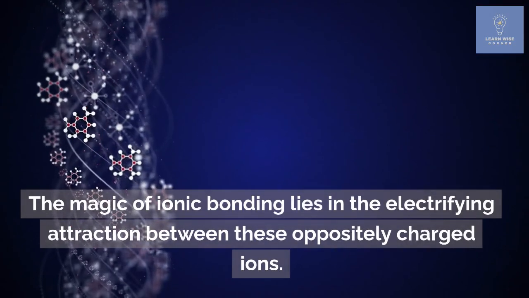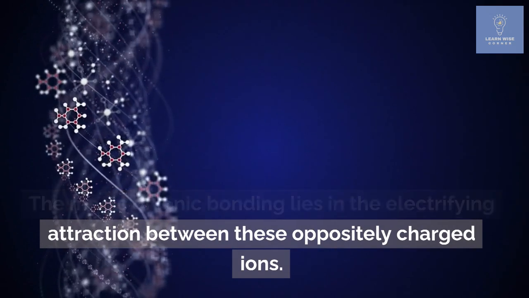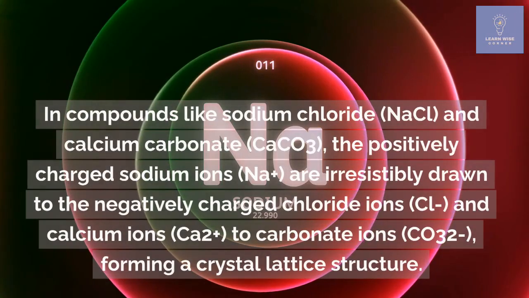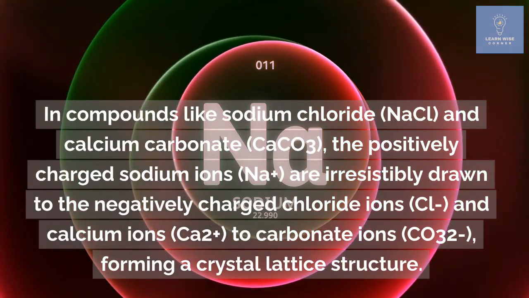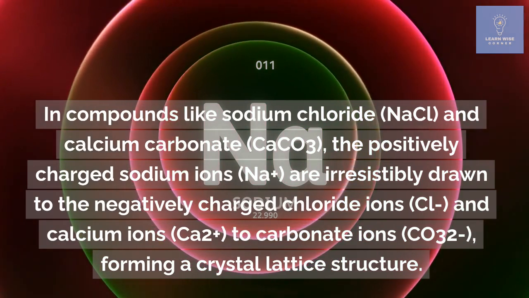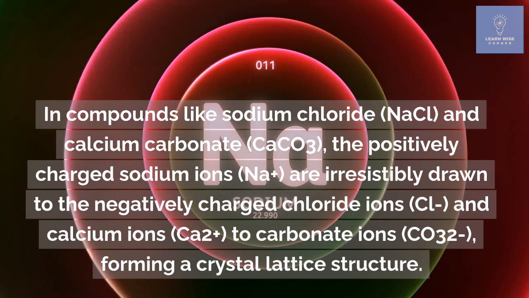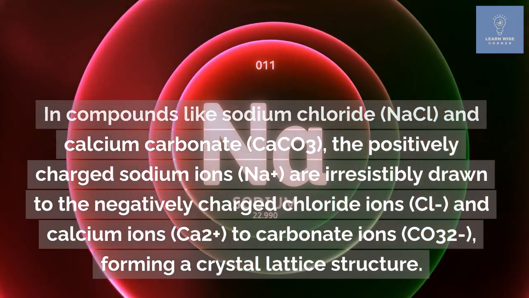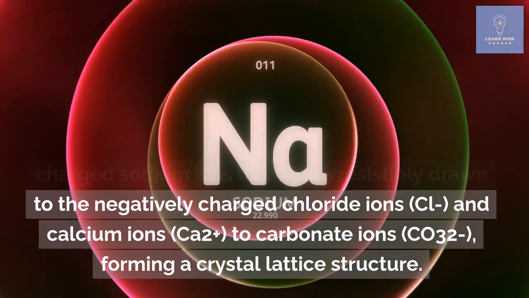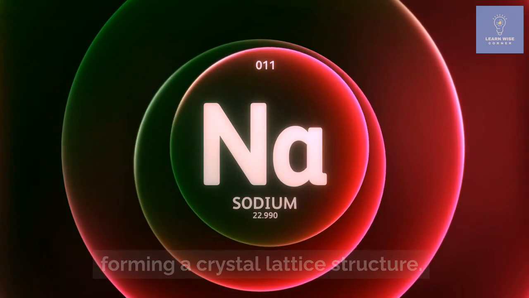The magic of ionic bonding lies in the electrifying attraction between these oppositely charged ions. In compounds like sodium chloride, NaCl, and calcium carbonate, CaCO3, the positively charged sodium ions, Na+, are irresistibly drawn to the negatively charged chloride ions, Cl-, and calcium ions, Ca2+, to carbonate ions, CO3 2-, forming a crystal lattice structure.